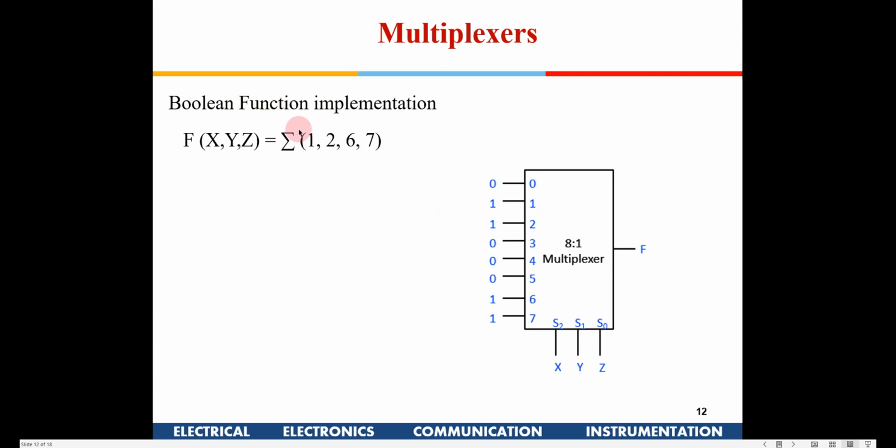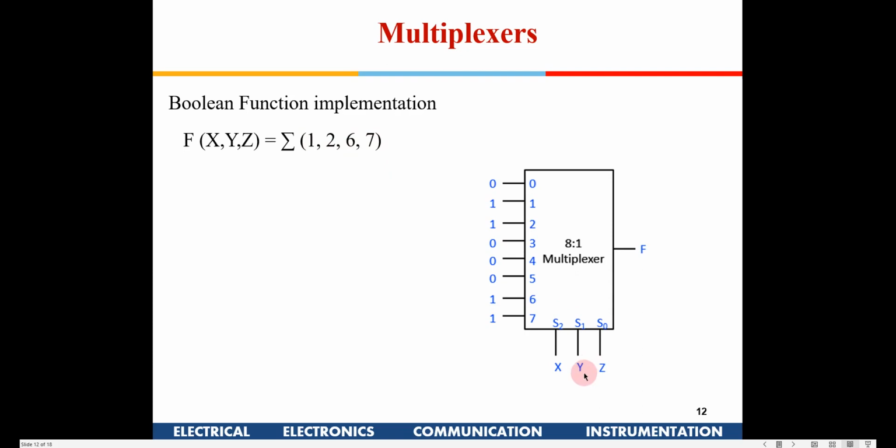Now, like in the last class we learned how we can use decoders to implement Boolean functions, right? In a similar fashion, if we have a multiplexer also, we can implement various Boolean functions. Now if you see here, a function f is given as Σm(1, 2, 6, 7). So if you have to implement this, these are the minterms.